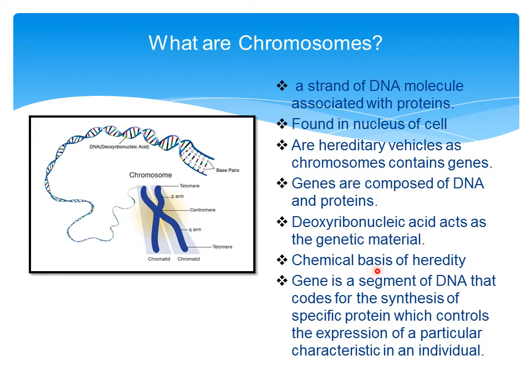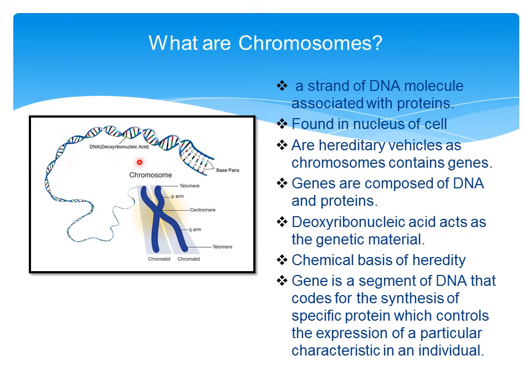Now what is a gene? Now gene is a segment of DNA that codes for the synthesis of a specific protein. So it is a segment of DNA that is coding for the synthesis of a specific protein which controls the expression of a particular characteristic in an individual. So the gene is always called the basic unit of heredity which is found on a chromosome.